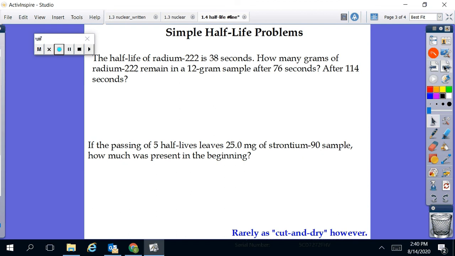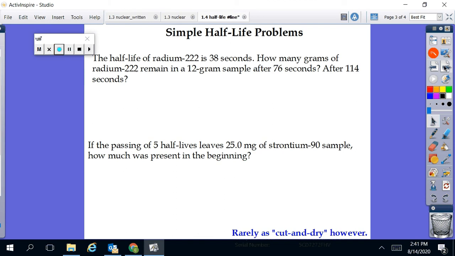Okay, we are going to do some simple half-life problems. Usually in honors, we do more complicated ones using natural logs and things. But right now, we're going to use a simple number line approach to calculate half-life. And we have two sample problems here.